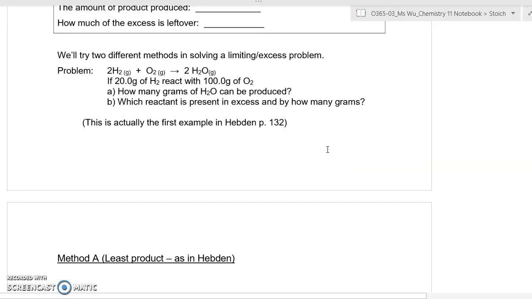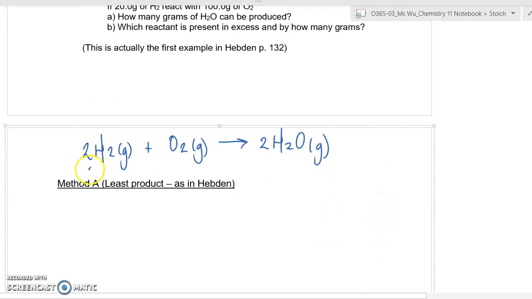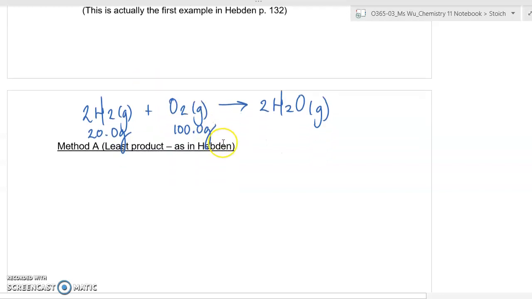The question is kind of different in that, and I'm just going to write the equation down here so that I can see it, okay? So we have 2 moles of hydrogen reacting with 1 mole of oxygen, and it's producing 2 moles of our water. So our balanced equation is given. And not only that, but we're also given, hey, you have 20 grams of hydrogen, and you have 100 grams of oxygen. This is a very typical limiting and excess question where you are given amounts of both reactants. We don't know which one is going to run out.